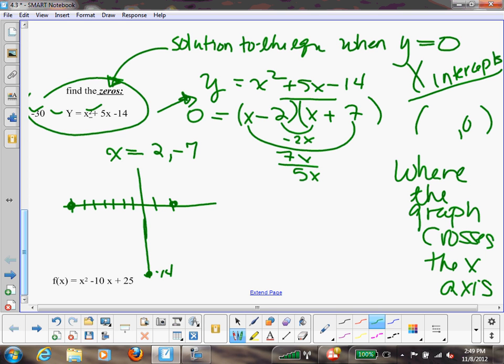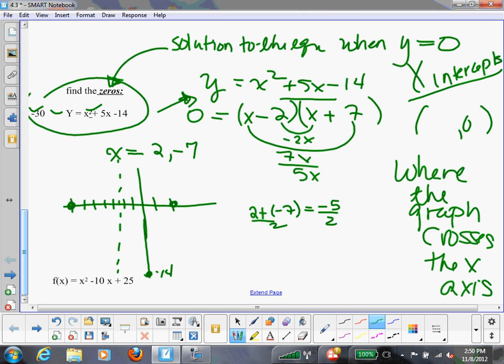And how do I figure out where my vertex is going to be? The midpoint, right? We just did this, right? What's 2 plus negative 7? Well, it's negative 5 over 2. So we know that somewhere at negative 2.5 is going to fall my vertex. And is this going to point up or down? Up, because x squared is positive.